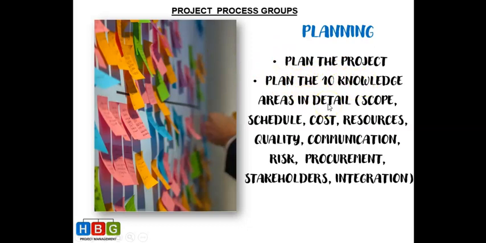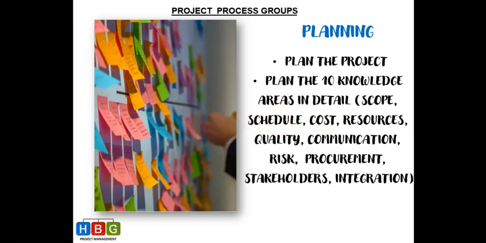Now the 10 knowledge areas are basically the following: your scope, your schedule. Okay, so scoping is basically what needs to be done in the project. What are we going to do? What are we not going to do in the project? Your schedule is basically your timeline.